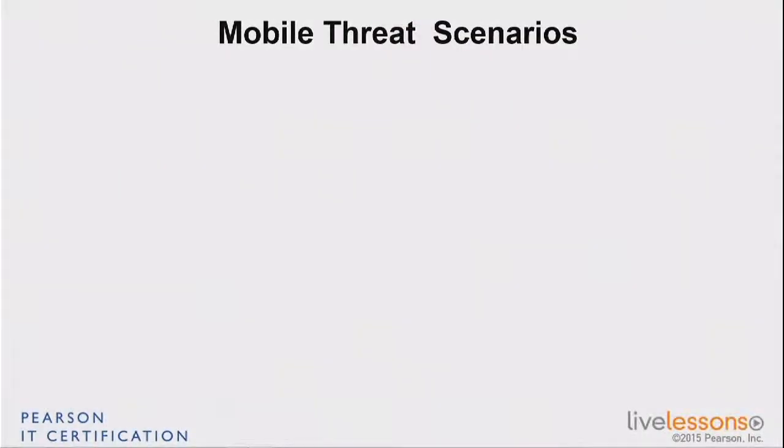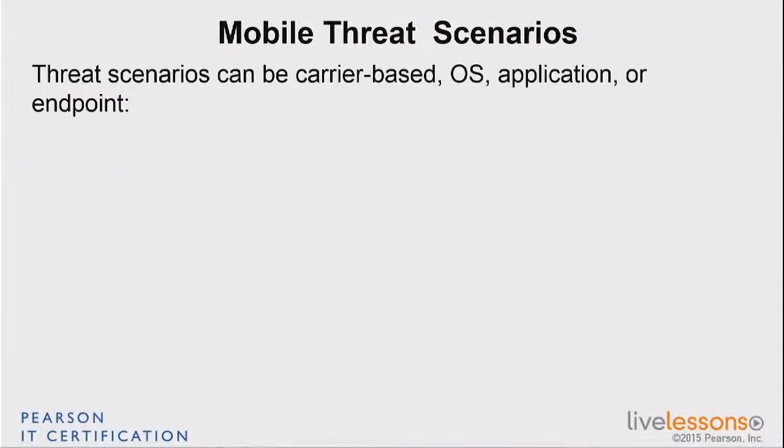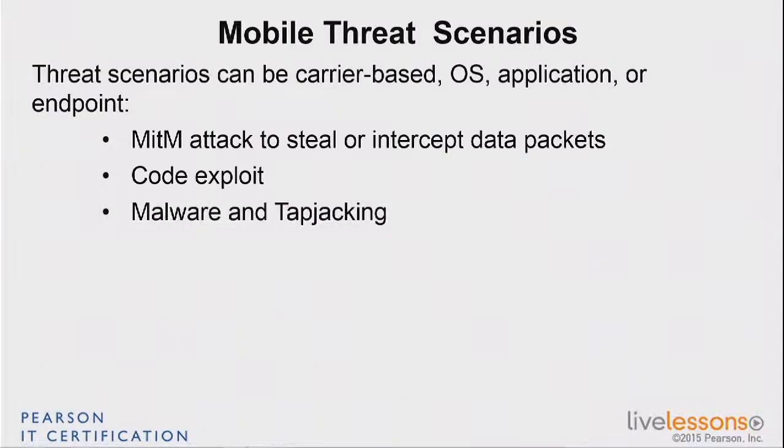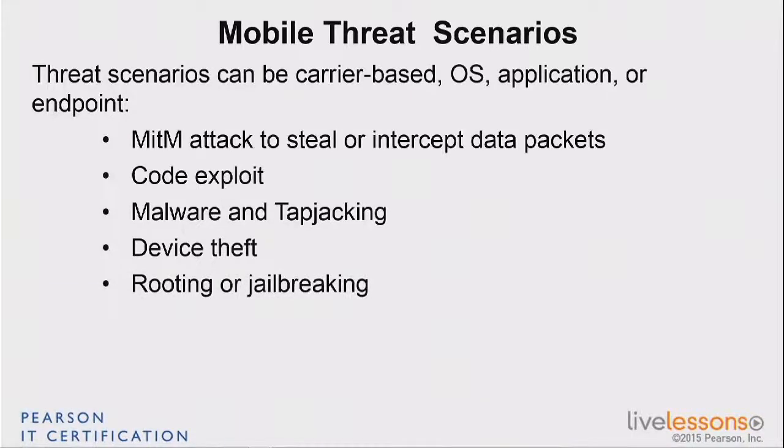So let's look at some mobile threat scenarios. Our threat scenarios can be carrier-based, operating system-based, application-based, or endpoint-based. We have man-in-the-middle attacks that try to steal or intercept data packets. We could have a code exploit, where there may be a particular weakness in the code, and that weakness is now exposed and our attackers are attempting to exploit it. We could have malware and tapjacking. We could have device theft. We could have rooting or jailbreaking. When we root or jailbreak a mobile device, we're really bypassing all of its security controls.